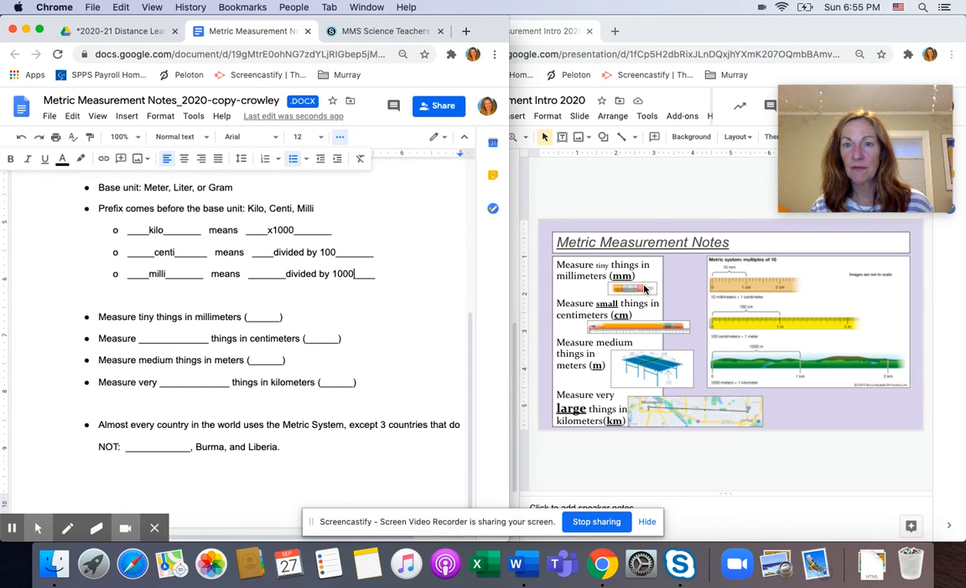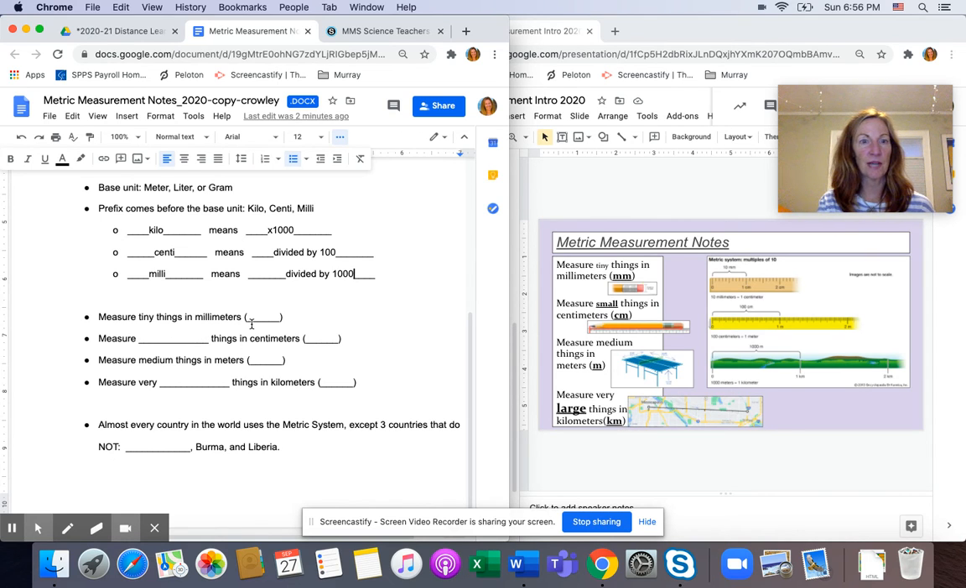So we have milli for tiny things, we have centi for smaller things like your pencil. So if you wanted to measure a pencil, you would do it in centimeters. If you wanted to measure something that was medium, like a ping pong table, you would do it in meters. Or if you're measuring an adult person's height, you would do it in meters. If you measure very large things, you're going to do it in kilometers. So if you're measuring the distance you're traveling from one place to another, that's going to be in kilometers. So tiny things, milli, small things, centi, medium things in the base units, meters, and then large things in kilometers.